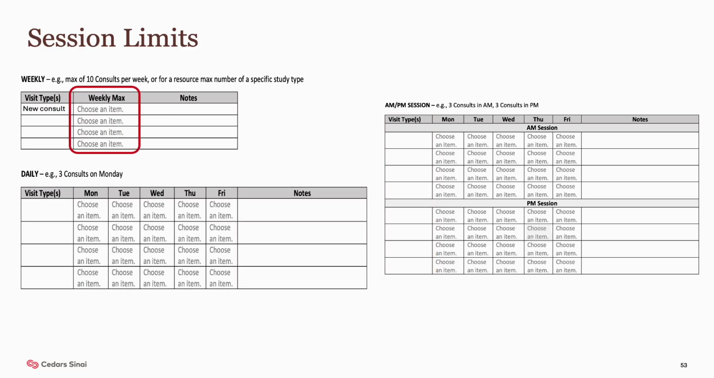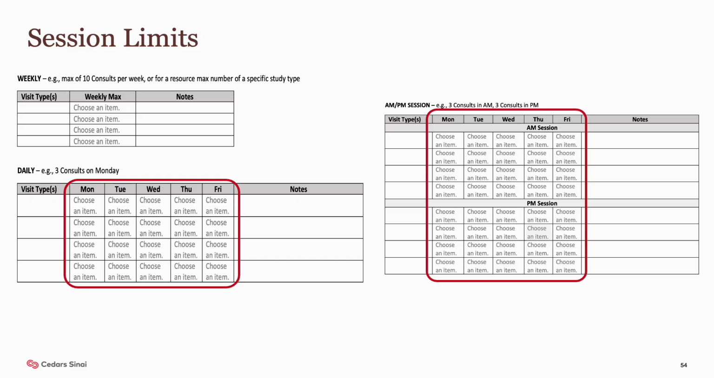The weekly table asks you to note the maximum number of those visit types allowed in 1 week. For example, if the provider has a session limit of 5 new patient consults in a week, then you will need to put 5 in the weekly max box.